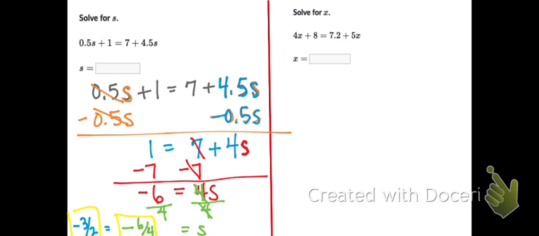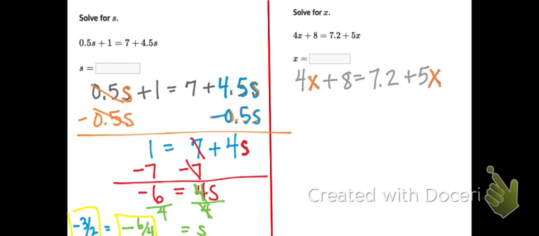Now let's try the one on the right. So again, with equations, when you have variables on both sides, the first step is to collect them all on one side. I always choose to move the one that is smaller because what I'll be left with is a positive number. So I'm going to move the 4x over here by subtracting 4x on both sides, where I could move the 5x over here by subtracting 5x on both sides. It doesn't matter, you'll get the same answer in the end.